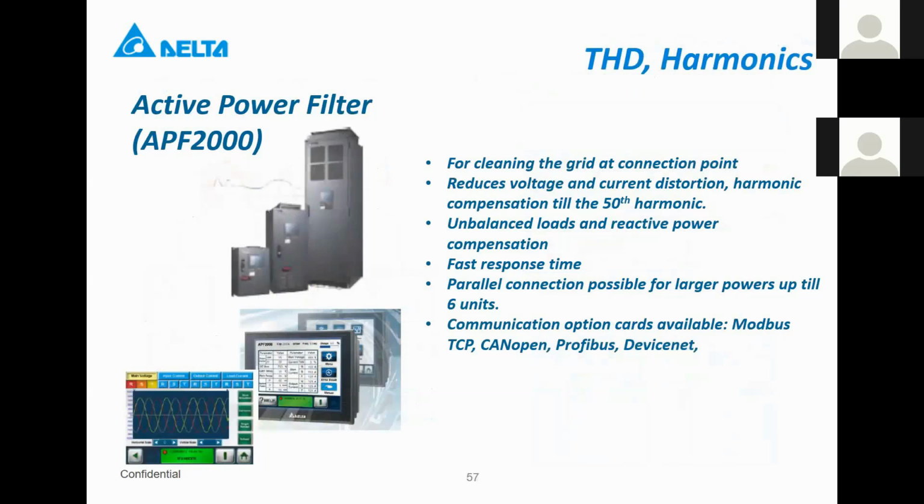You connect this kind of filters most of the time at the incoming point of your main supply. It can be used for unbalanced loads, and it compensates also reactive power a little bit. The current harmonic distortion will be compensated till the fifth harmonic. So then the level will go really down. And also this one you can parallel, for example.